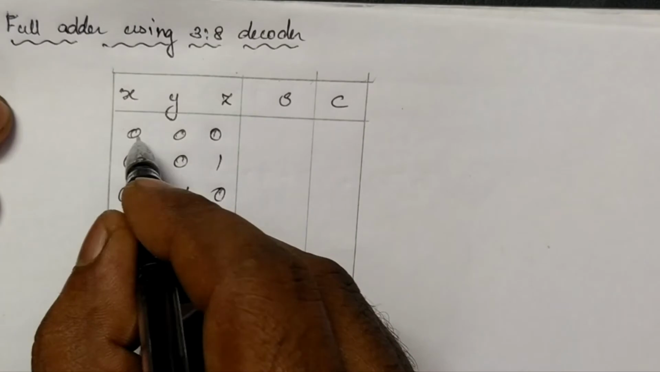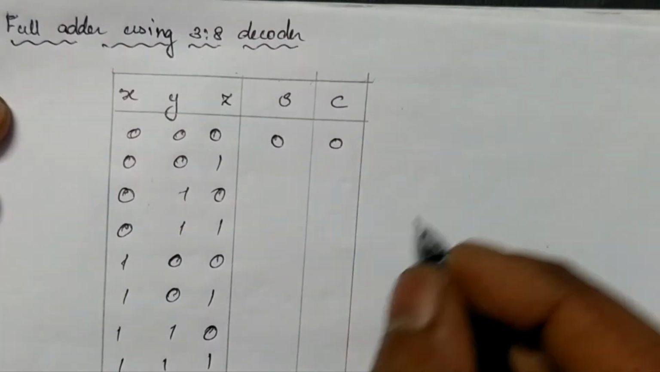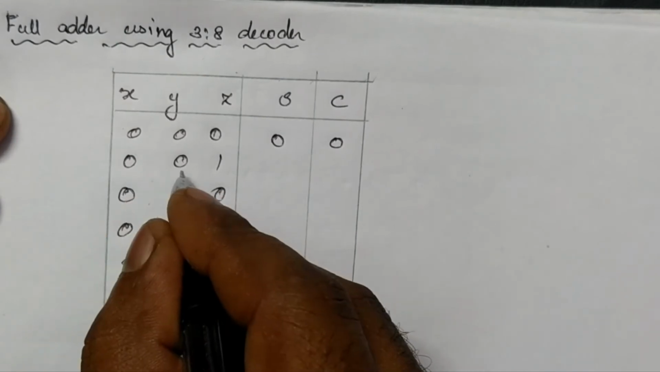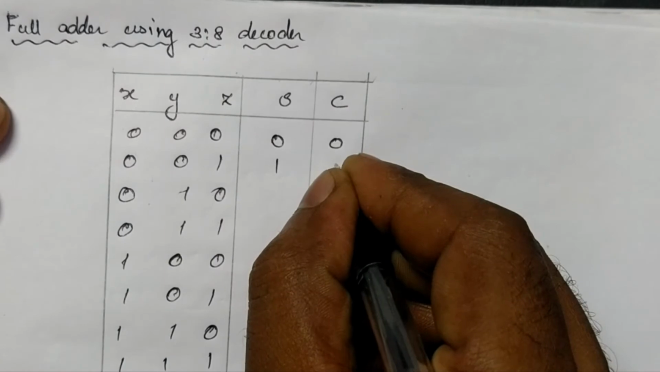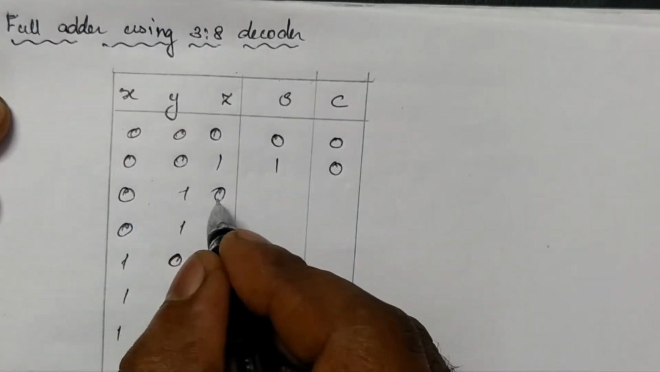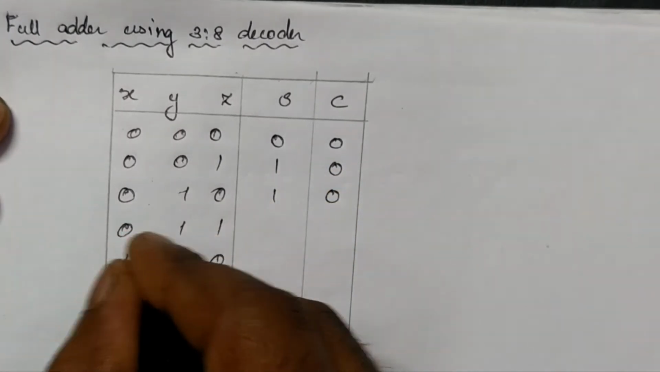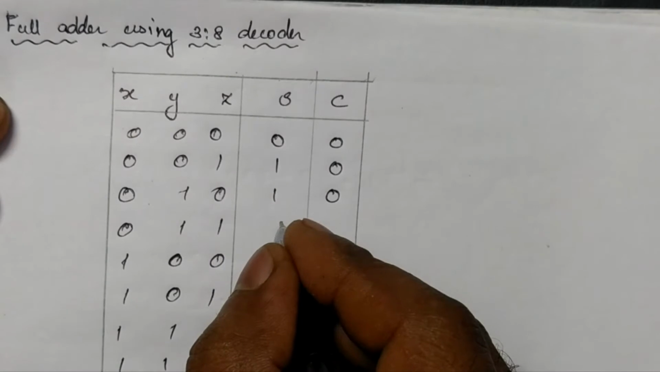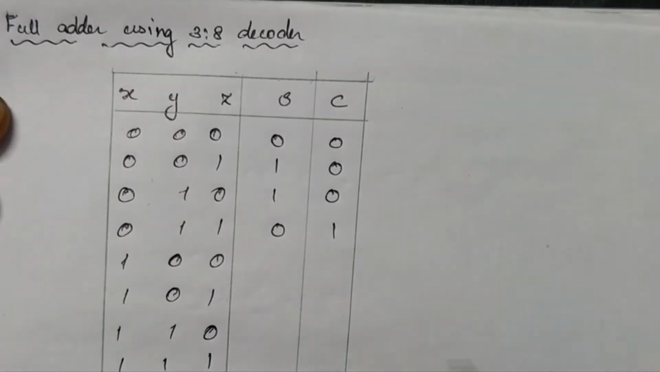So for all the inputs 0, sum is equal to 0, carry also 0. For 0 plus 0 plus 1, sum is 1, carry 0. Here also 0 plus 1 is 1, 1 plus 0, 1. Okay, sum 1, carry 0. Here 1 plus 1, which is equivalent to 2, which is nothing but sum is 0, carry 1.